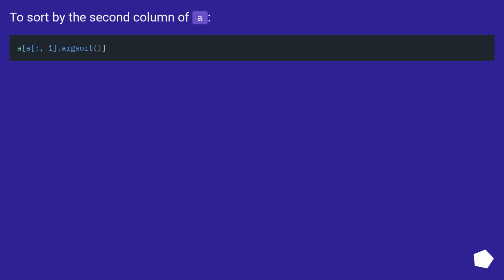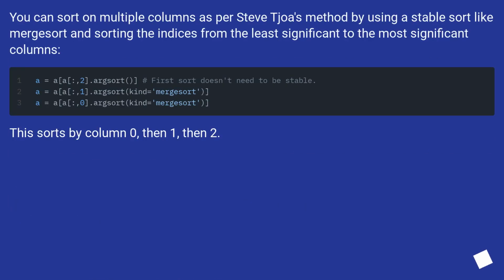To sort by the second column of A, you can sort on multiple columns as per Steve Tjoa's method by using a stable sort like merge sort and sorting the indices from the least significant to the most significant columns. This sorts by column 0, then 1, then 2.